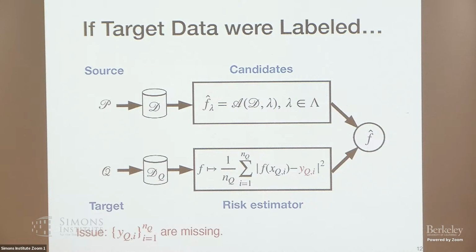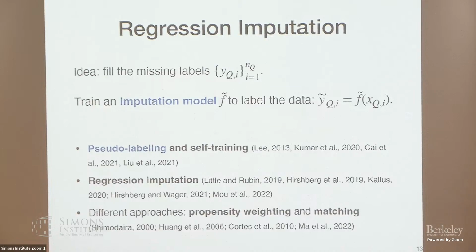And that is the only bottleneck. Once you have the labels, you can run this process, you can implement it. So now in order to implement, let's just create the labels. That's a very direct resolution. So the idea is to fill the missing labels through imputation.